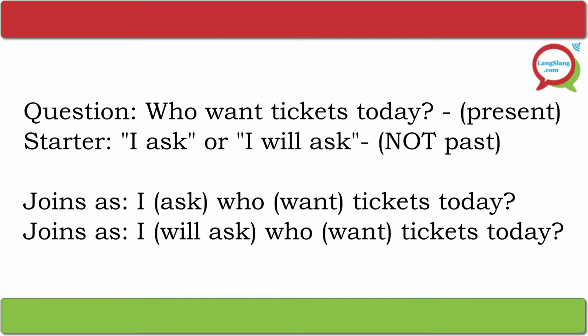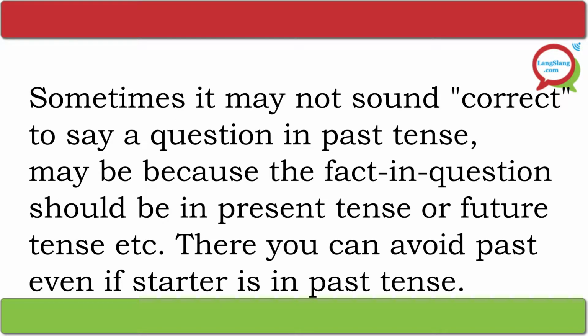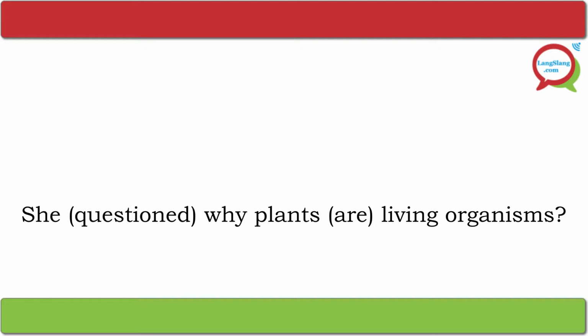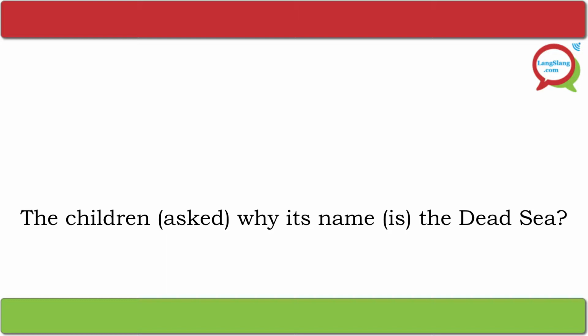Yes, in some specific cases where it may sound funny or incorrect to use past tense for some question, you may use present tense or whatever tense, even if the starter is in past tense, like she questioned why plants are living organisms. The question is why plants are living organisms. We are not making it past, although the verb in the starter, questioned, is in past tense. But we are not making it why plants were living organisms, because it may sound incorrect, because they are living organisms, they were living organisms, they would remain living organisms. So it may sound wrong factually to say why plants were living organisms. So we are avoiding that. We can say she questioned why plants are living organisms. In another example, the children asked why its name is the Dead Sea.